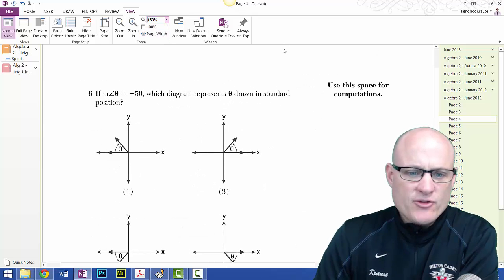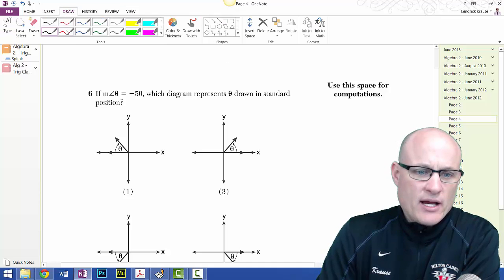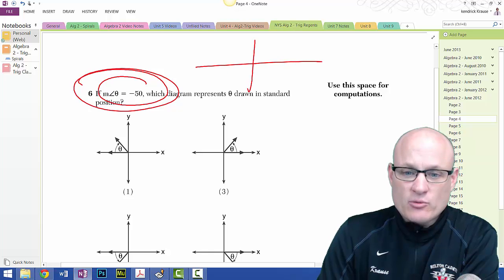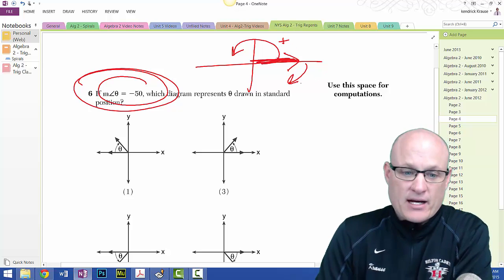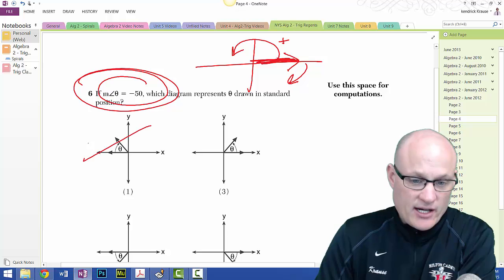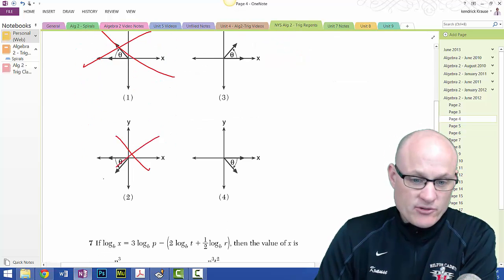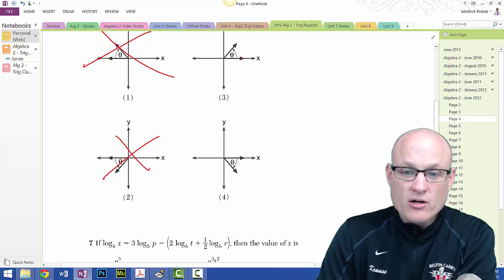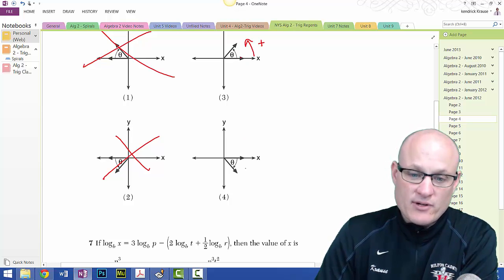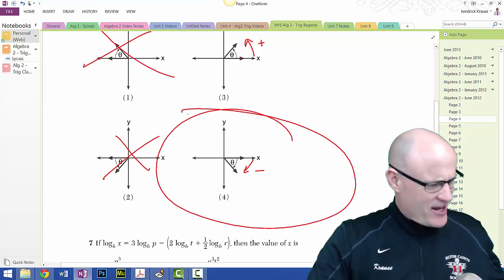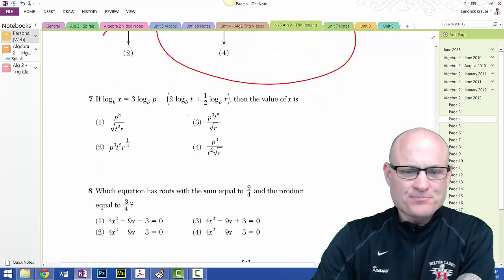All right, so let's get back to red. Negative 50 degrees. Now, a normal angle in standard position will start here and go in this direction. That would be the positive direction. But if it's negative, we're coming back. This isn't in standard position. It's got to start on the x-axis. These two are. This one going this way is in the positive direction. This one going this way is in the negative direction. There's our answer. Moving on.